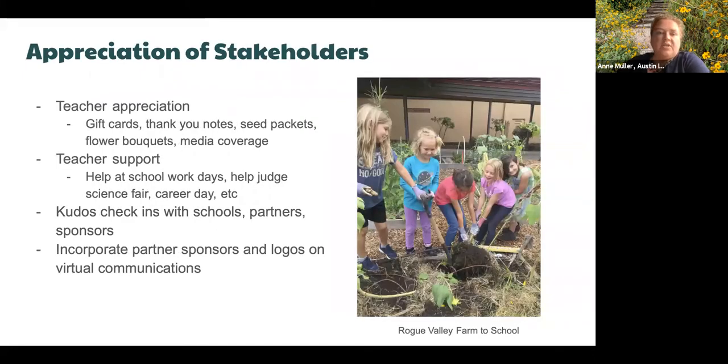Definitely appreciating your stakeholders was high on the list of ways to build healthy relationships. Teacher appreciation, supporting teachers, doing kudos, and making sure that you're highlighting your partners in your communications, both online and if you have newsletters and that kind of thing. Making sure that you're really doing spotlights and celebrations of the work that people are doing.